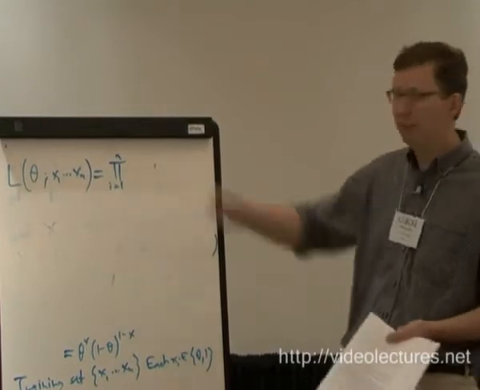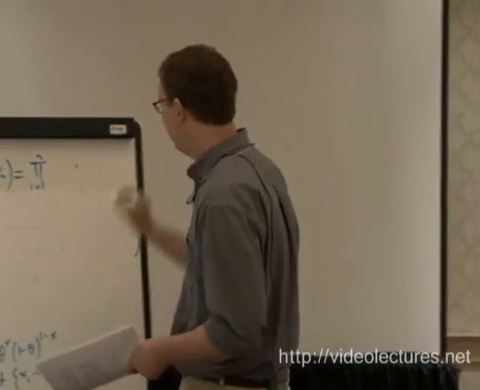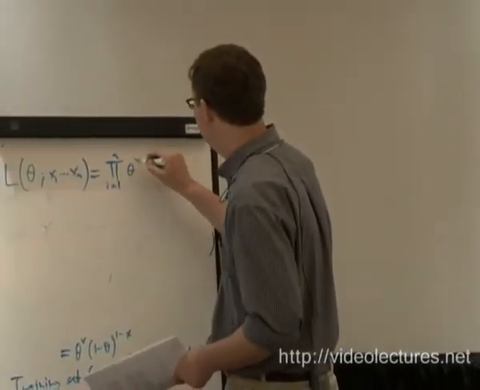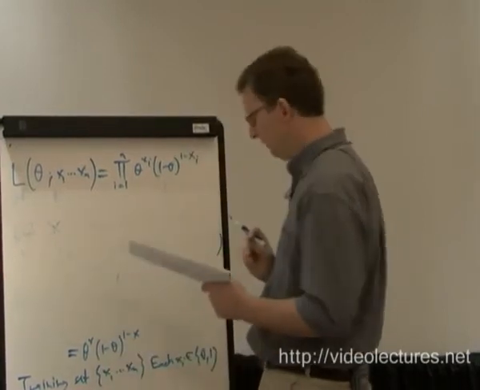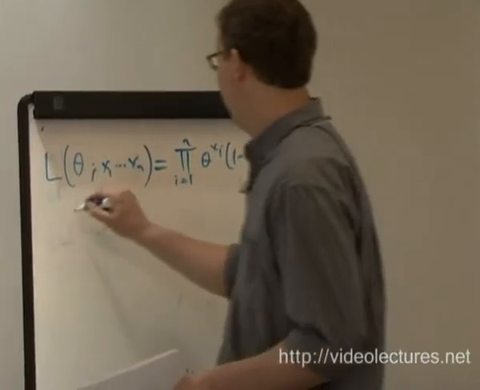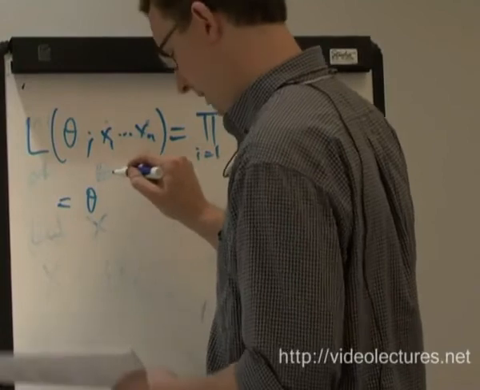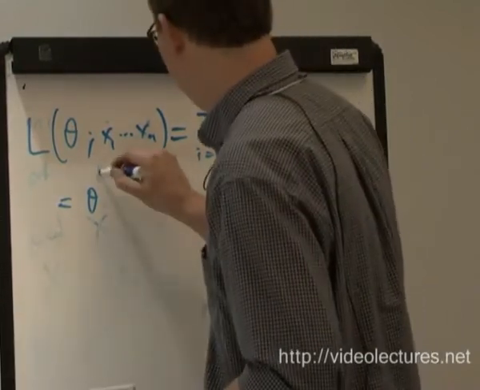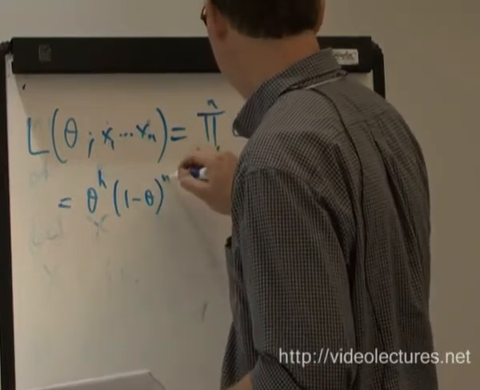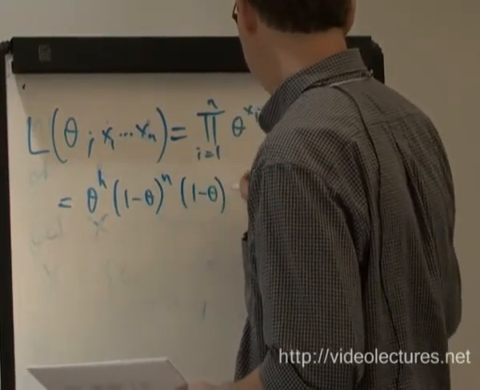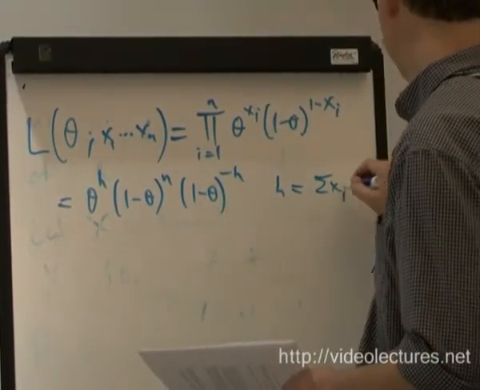So the direct definition of likelihood, if the examples are independent, is the product of the probabilities. So product of theta to the power xi, 1 minus theta to the power 1 minus xi. And then this is theta to the power h times 1 minus theta to the power n minus h, where h is the sum of the xi's.